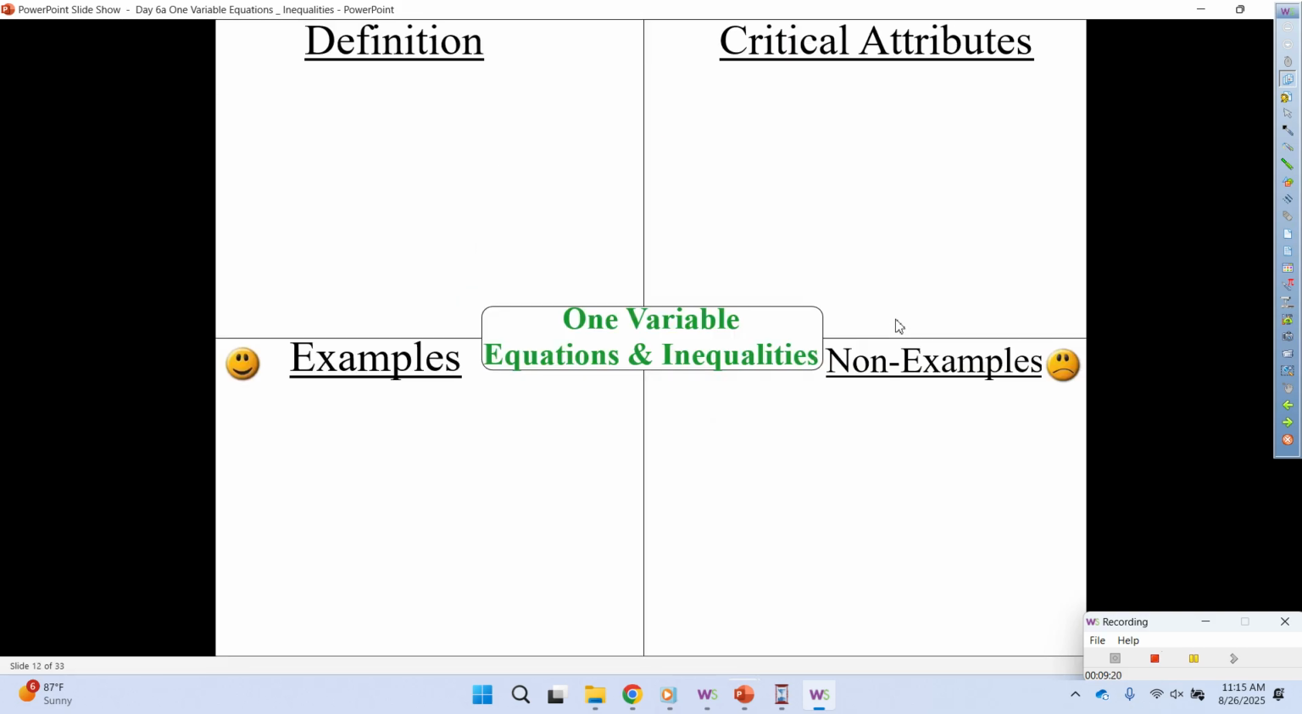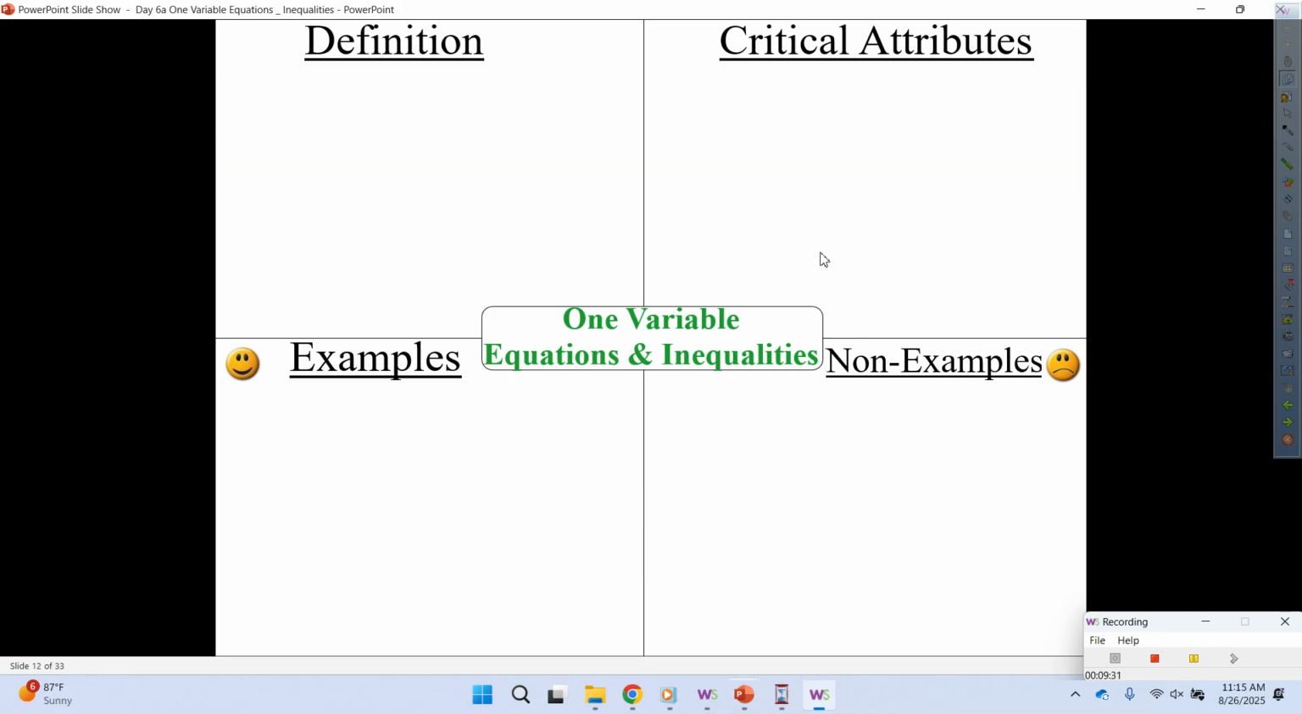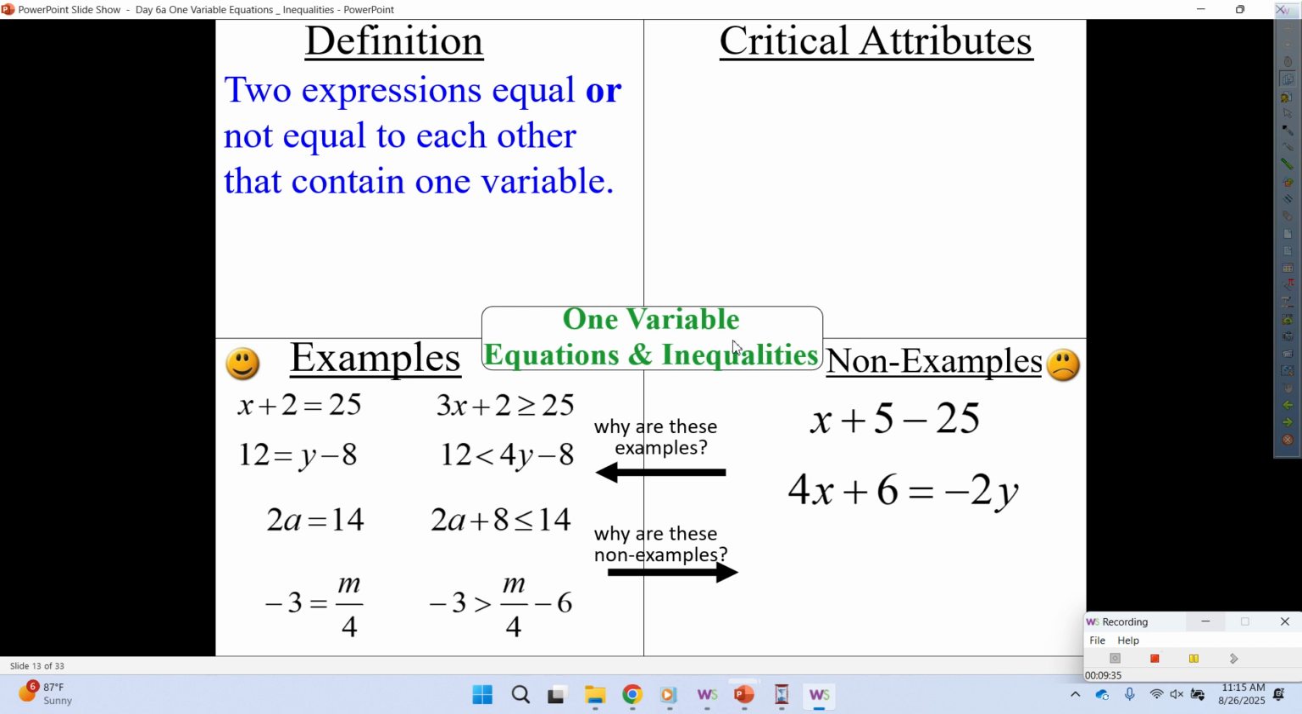All right, here we go. One variable equations and inequalities. What are one variable equations and inequalities? Let's clarify. Definition: they are two expressions equal or not equal to each other that contain one variable. Two expressions equal or not equal to each other.